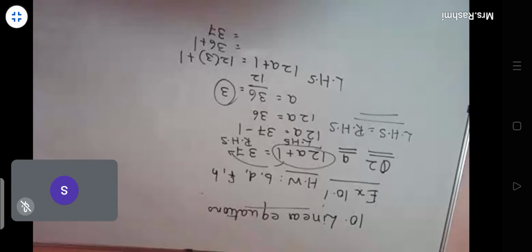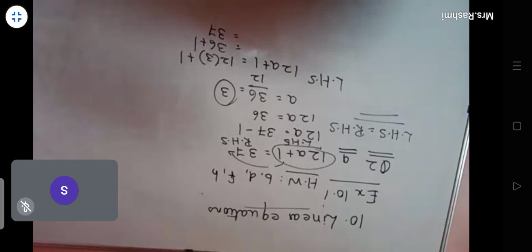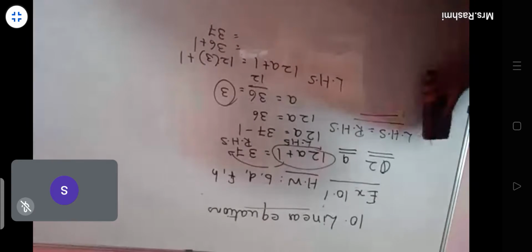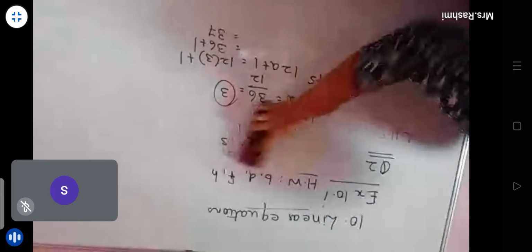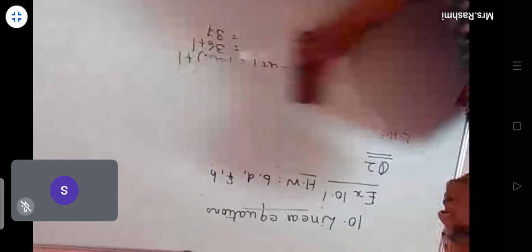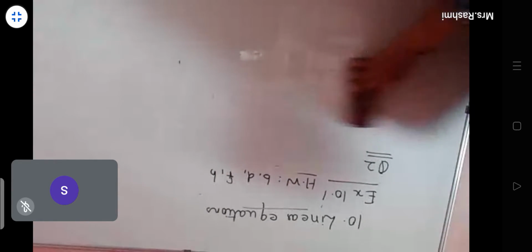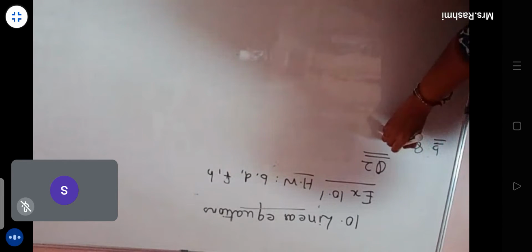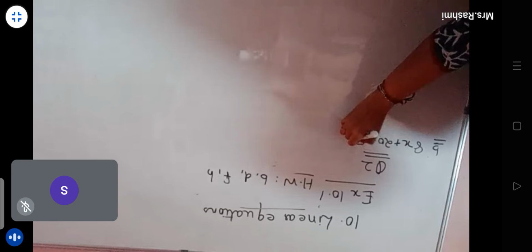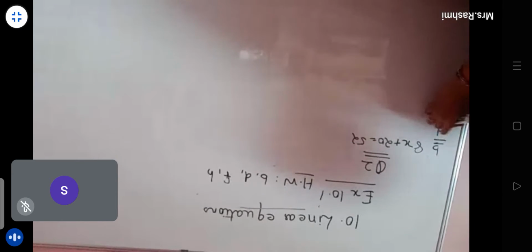You write the sums on the board. You want me to write the sums? Okay, I'll do that. I hope everybody has completed A1. Yes, ma'am. So the homework questions: B1 is 8x plus 20 is equal to 52.